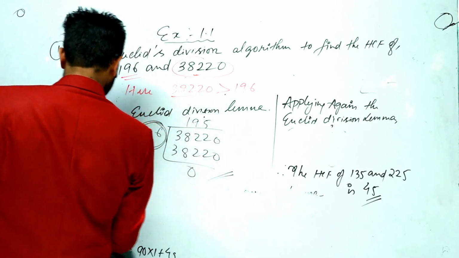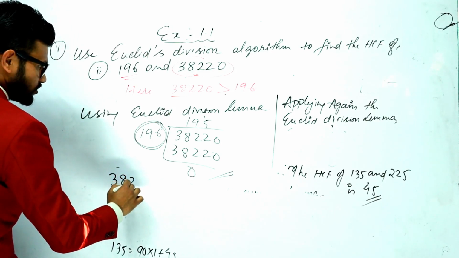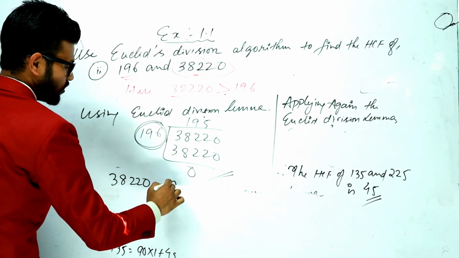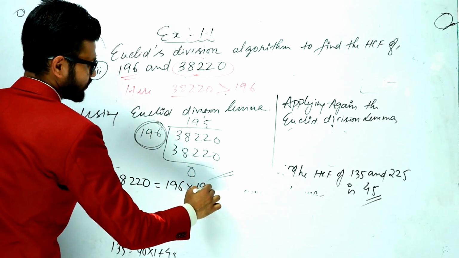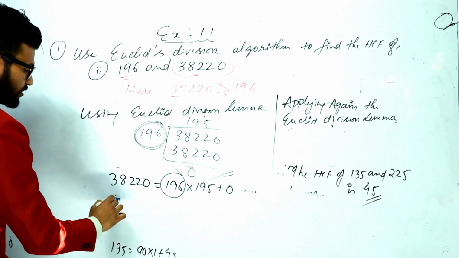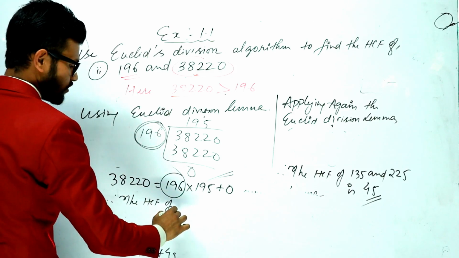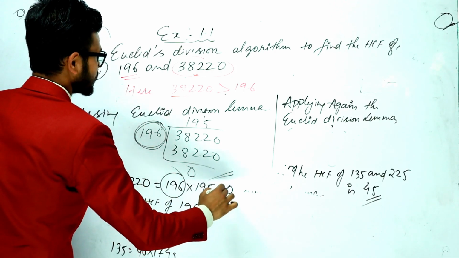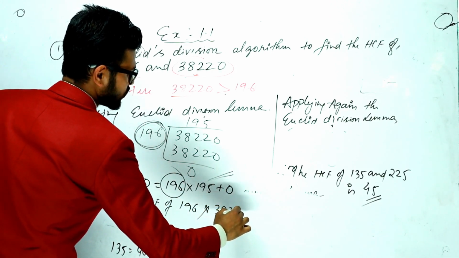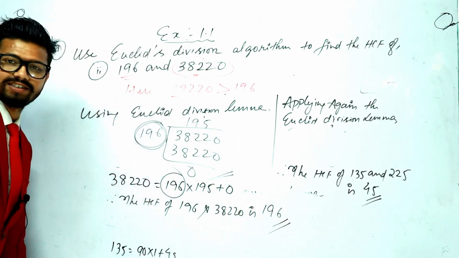Therefore, what we can write is that 38,220 is equal to 196 into 195 plus 0. That means the HCF is 196. Therefore, the HCF of 196 and 38,220 is your 196. Finish.